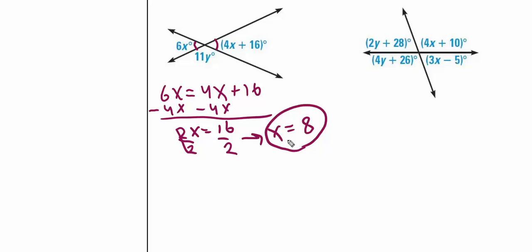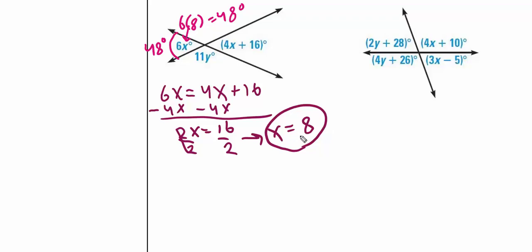What we can do with this is we can go ahead and already begin to find out what these other angles are. So for example, 6x. Well, if I plug in an 8 here, 6 times 8, that's equal to 48 degrees. So this angle right here is 48 degrees, right? We were asked to find the x. We found the x. Now we got to find the angles.